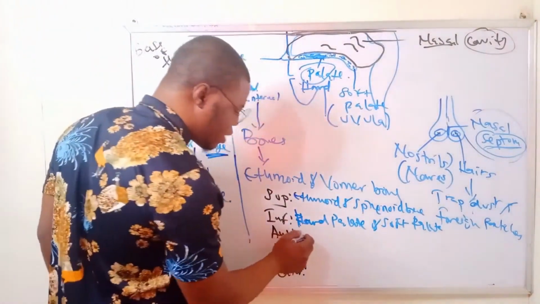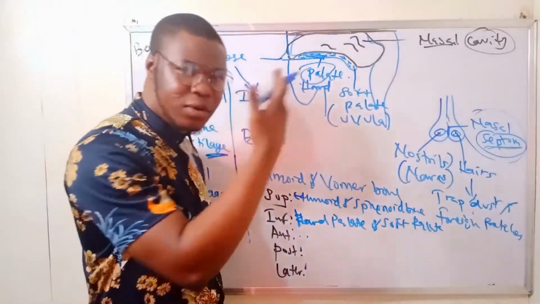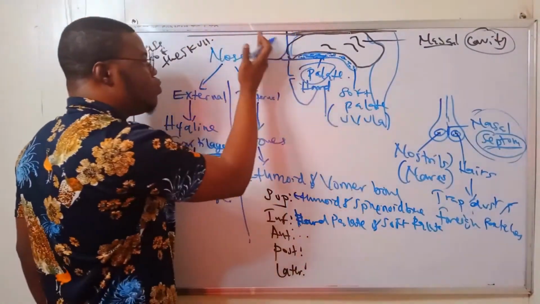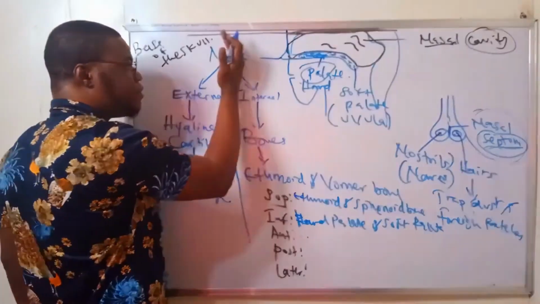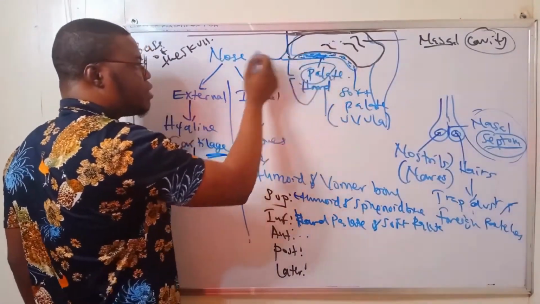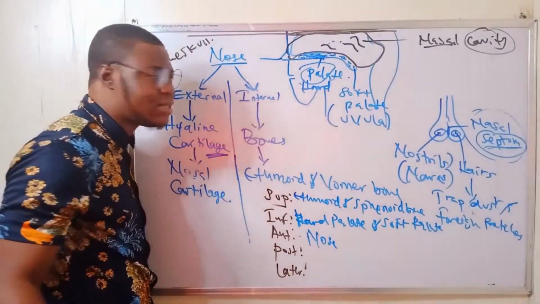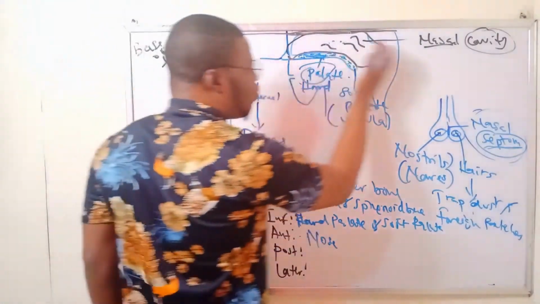Now, anteriorly, what can you see? If you say anteriorly, it means in front. This will be my front, and this will be my back. Now look at this diagram. Where is the front and where is the back? This will be the person's front. So in front of this nasal cavity, you have the nose. So anteriorly will be the nose. As simple as that.